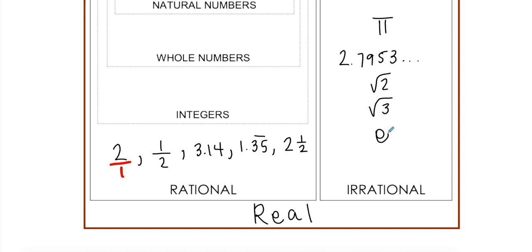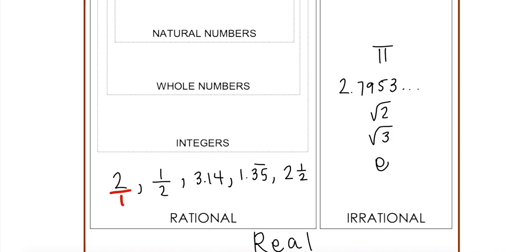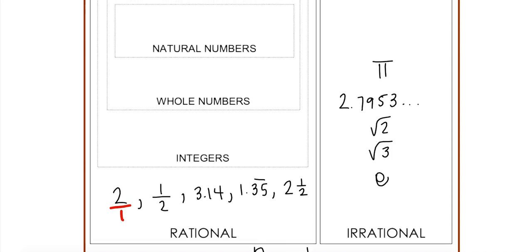All right, so step one, everything's real. Step two, you're going to ask yourself, is it rational or irrational? Rational can be written as a fraction. Irrational cannot. All right, if it is irrational, it can't be anything else. It's just real and irrational. If it is rational, we could go even further and see, is it an integer?